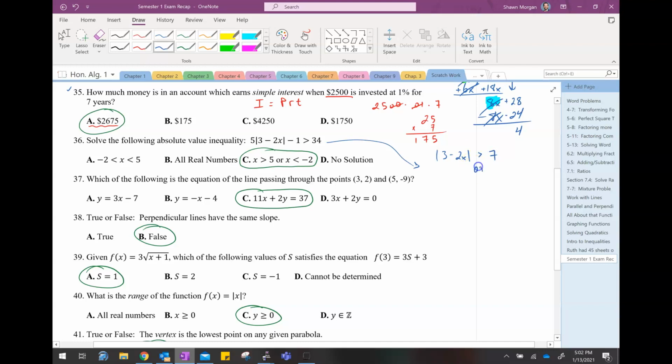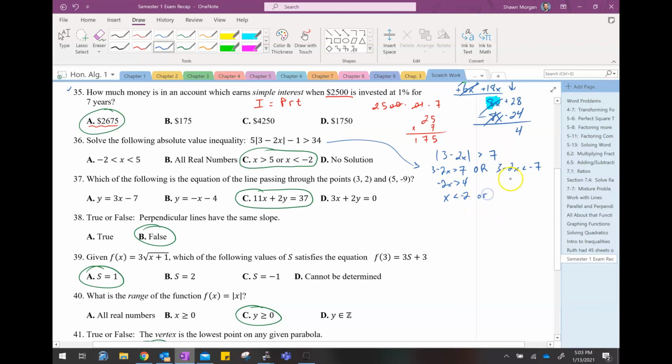I know this is going to be an or statement because absolute value greater than something means that I've got an or. So we get 3 minus 2x is greater than 7, or 3 minus 2x is less than negative 7. We split it, write it twice, solve both. Subtracting 3, negative 2x greater than 4, divide by negative 2. And here, please make a note, here's where I switch the direction of the inequality because I'm dividing by negative 2. 4 divided by negative 2.